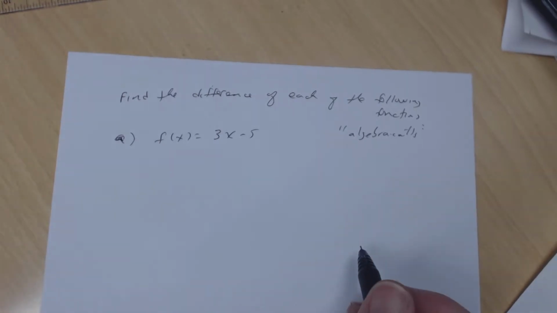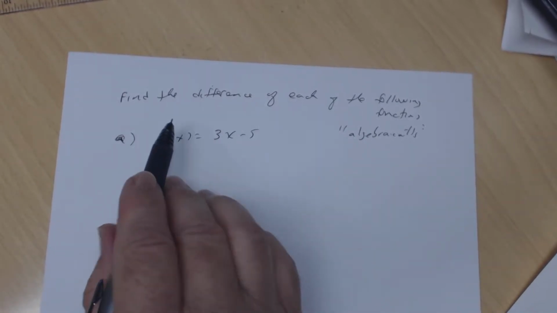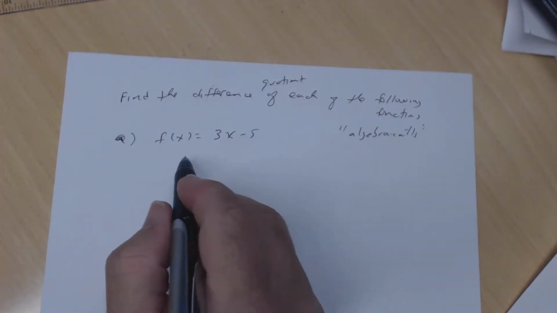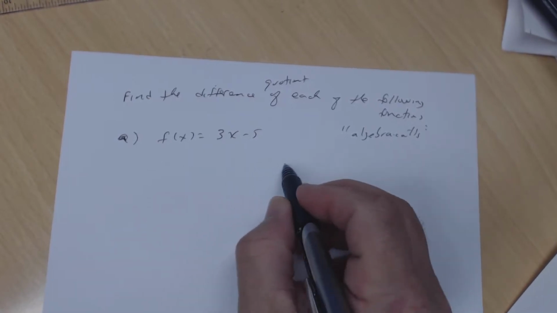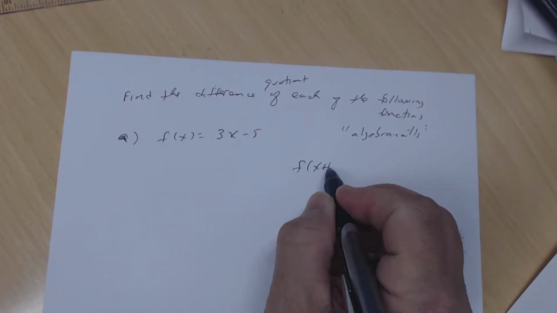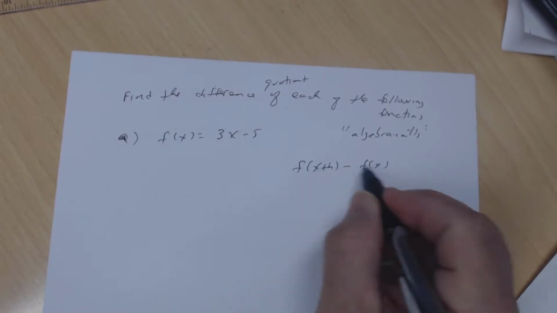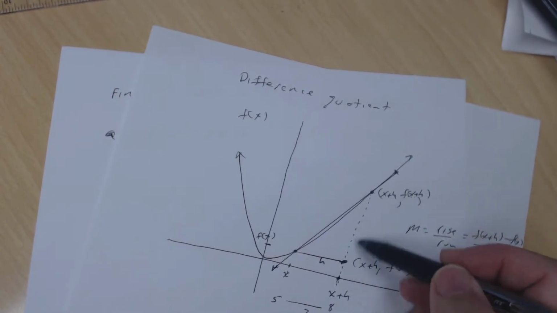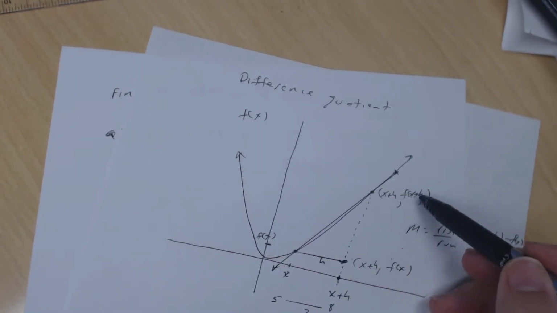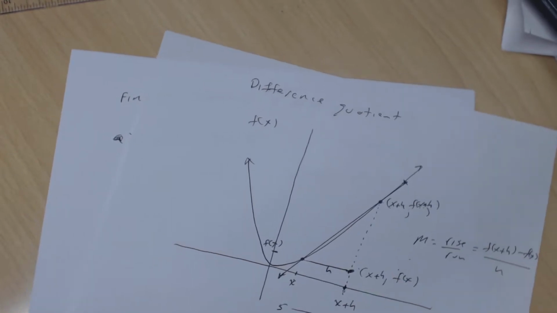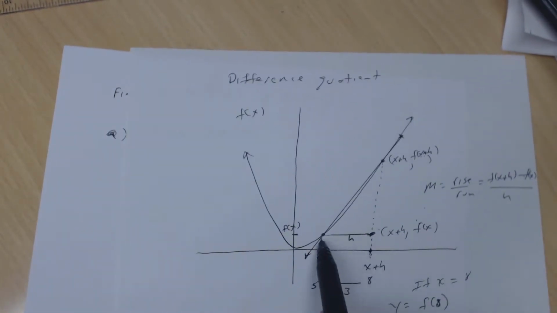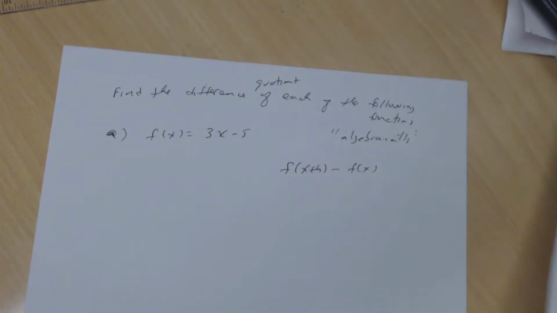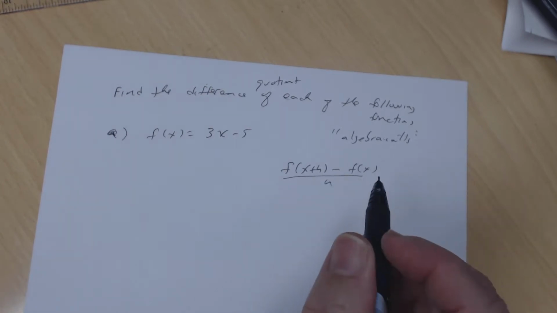Find the difference quotient of each of the following. First, remember the difference quotient is f of x plus h minus f of x. Remember that's your rise, which is the change in y coordinates, from here to here. So it's f of x plus h subtract f of x. That's where the numerator comes from. And your run is just this distance here, from here to here, and we call that h. All over h.